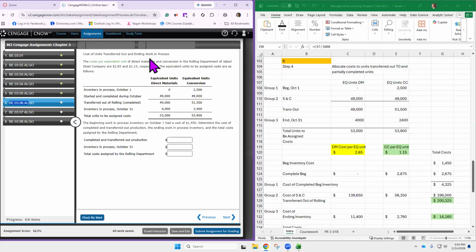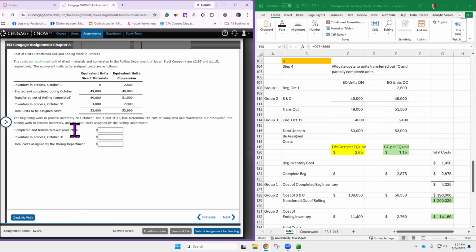Cost of units transferred out and ending work in process. Okay, so we have 3 groups. Group 1 is October 1's inventory, right? We don't need any more units to finish up group 1 under direct materials, but we do need 2,500. So I'm just keying in what they're putting in here. I'm not doing any calculations. And then you add up.